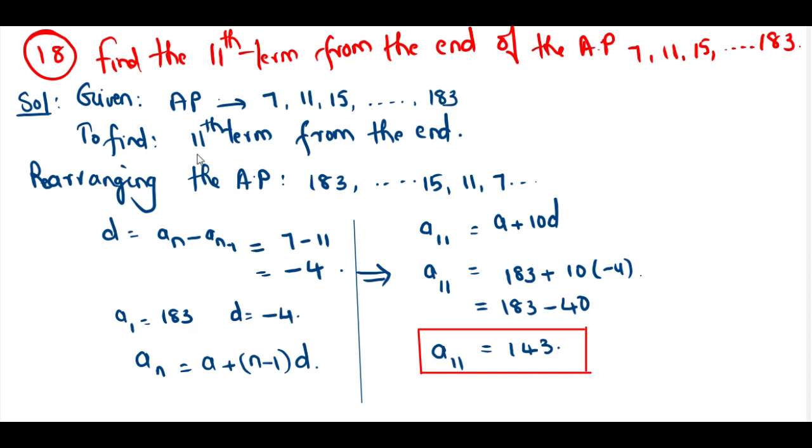We need to find the nth term. What is the nth term here? 11th term. So let us write the formula for nth term. an is equal to a plus n minus 1 into d. So what is a here? We have a, again because we are finding 11th term, a11 is equal to a plus 11 minus 1 is 10d. So a value is 183 plus 10 into d value is minus 4, that is minus 40. So plus into minus will give us minus, 10 into 4 will give us 40. So 183 minus 40 will give us 143. So the 11th term from the end of the AP is 143.